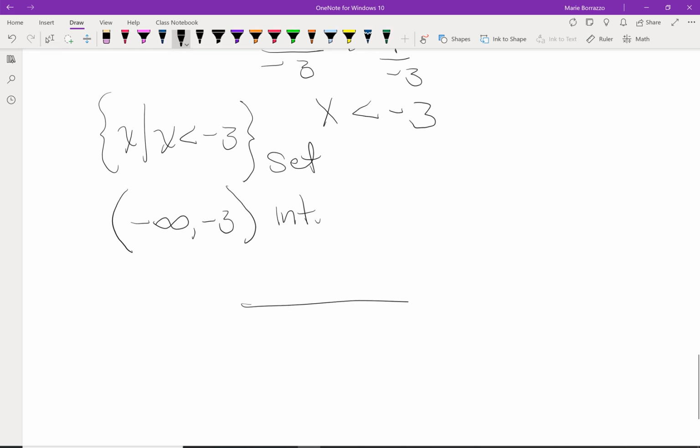Our graph in this case will look like this. Here's negative 3, negative 4, negative 5, actually negative infinity sitting here. And so in essence, not inclusive, so it's a parenthesis, and we are graphing on the left side this time, heading in that direction. All right.